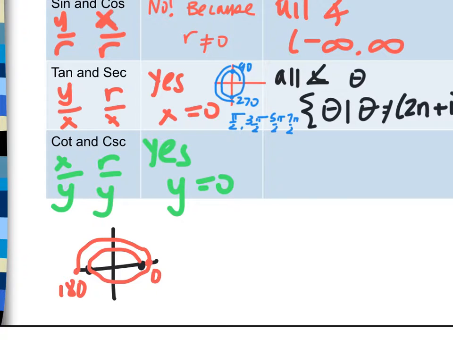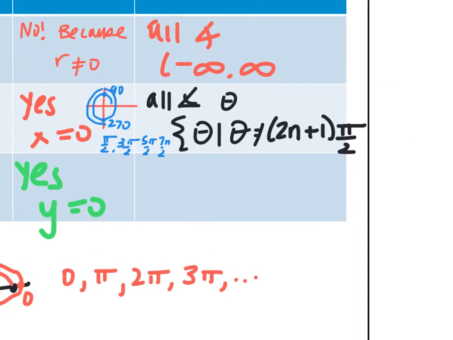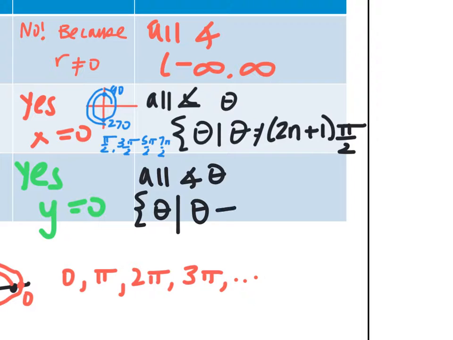Now we want to think about those angles in radians, so that would be 0 and pi, your 0 and 180. Then if we go around again, that's 2 pi, and then another 180 is 3 pi, and so on. So in this case, instead of being odd multiples, we actually see consecutive multiples of pi. So we can say that this function is defined for all angles theta such that theta is not equal to n times pi, and in these cases, n is an integer.